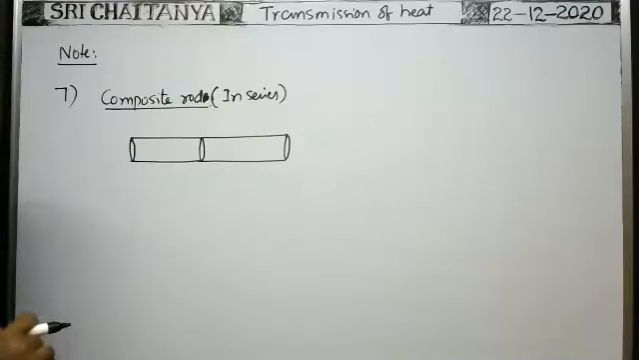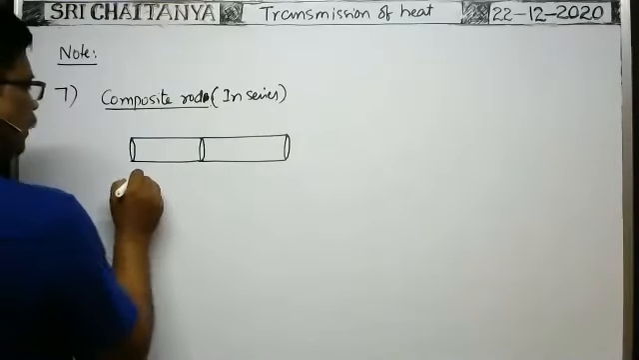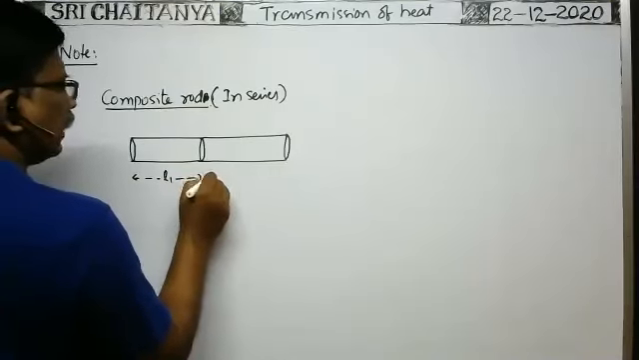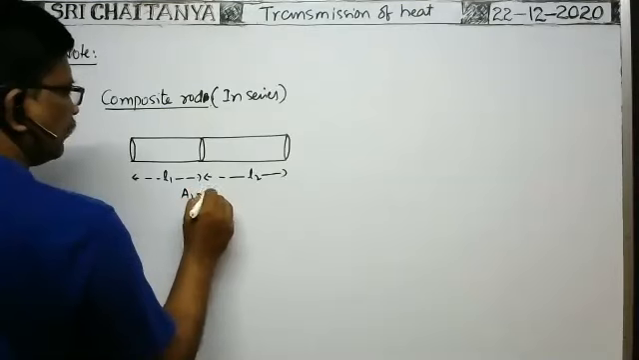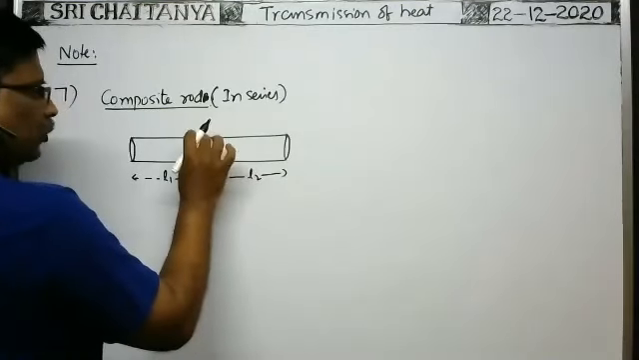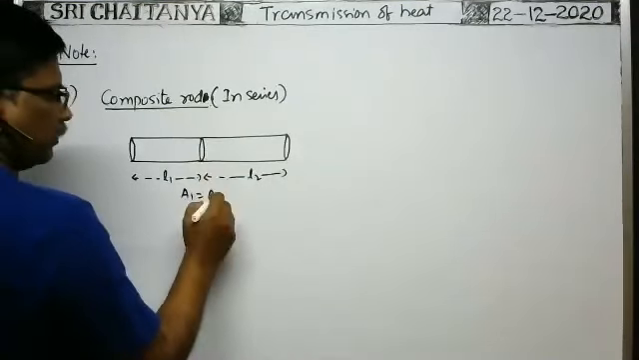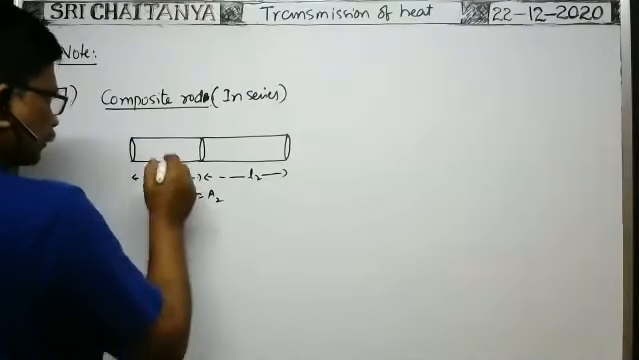Both are joined end to end. The length of this rod is L1. Length of this rod is say L2. Of course, areas of cross sections are same because these two are joined end to end, means definitely area of cross section would be same. A1 is equal to A2.